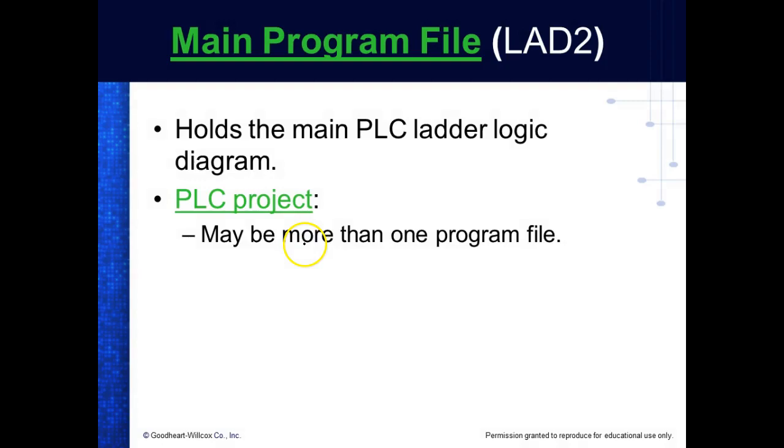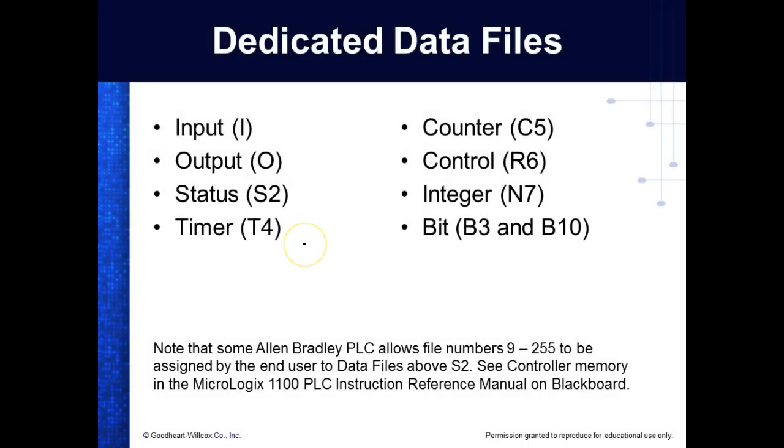System files we don't have access to. And this is what I wanted to also bring up. It depends on the PLC you've got. Normally inputs and outputs depend on how many inputs and outputs you have. These are assigned by the PLC. Your timers depend on whether you have a fixed PLC or a modular PLC, how many timers you can have. By default, they're going to be called T4. But some Allen-Bradley PLCs allow file numbers 9 to 255 to be assigned to that file above one.